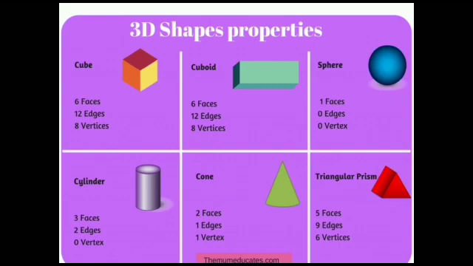So fourth one is cylinder. Cylinder has 3 faces, 2 edges and no vertex. So next is cone. Cone has 2 faces, 1 edge and 1 vertex. Last one is triangular prism. So triangular prism has 5 faces, 9 edges and 6 vertices.